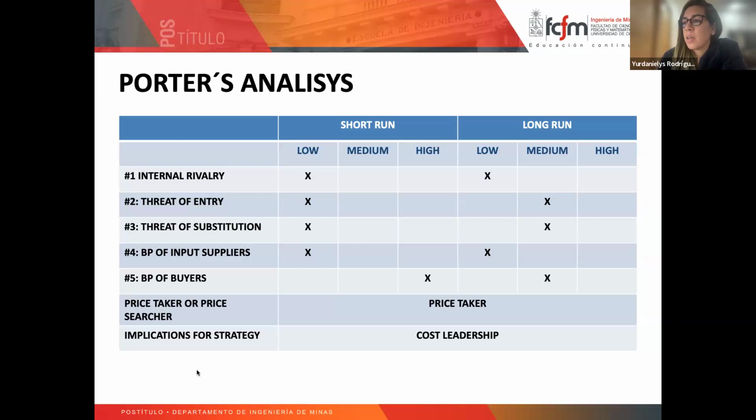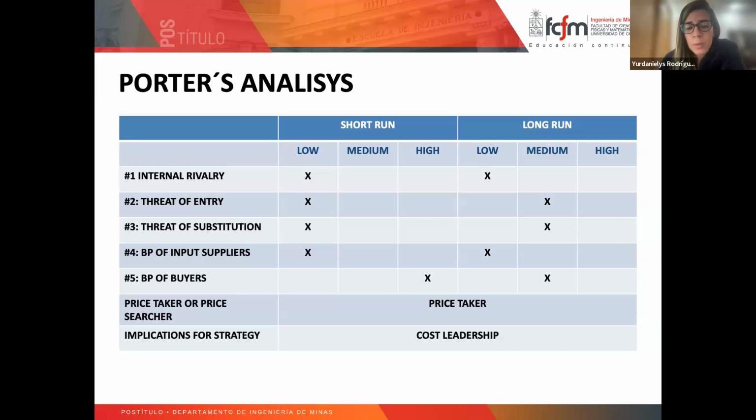With respect to threat of substitution, we consider that in the short run, it is low, and in the long run, it would be medium. In the case of the bargaining power of input suppliers, we consider that in the short run, it is low. It is the same for the long run. About the bargaining power of buyers, we consider that it is high in the short run. In the long run, it could be medium as well.